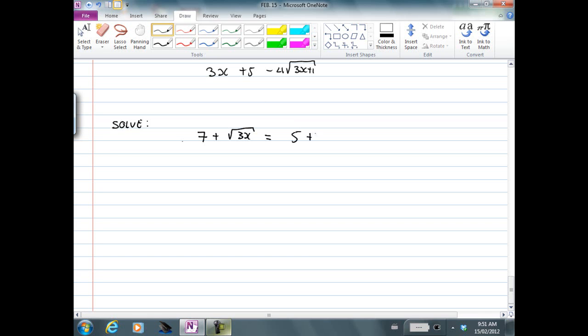Plus root 5x plus 4. Actually, I'm going to make it super no question.